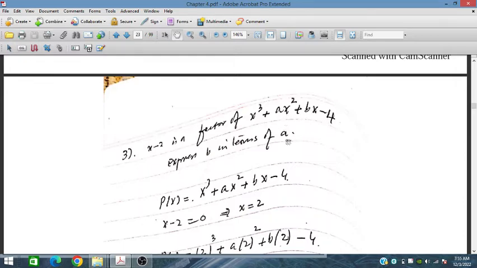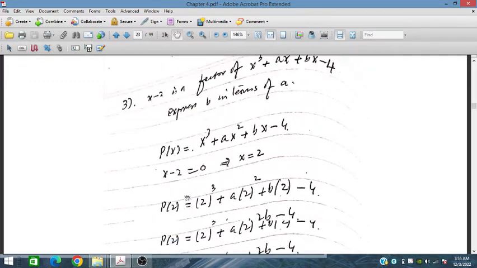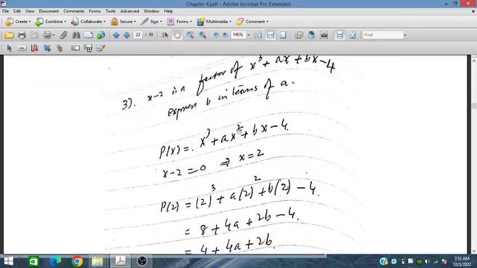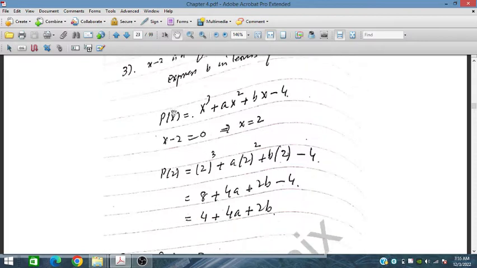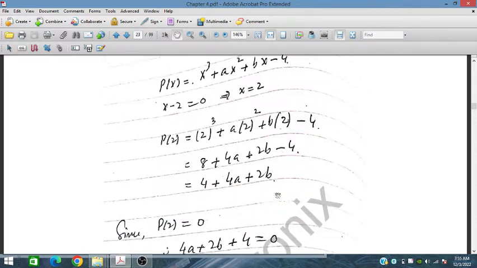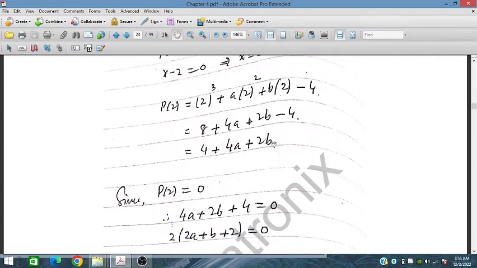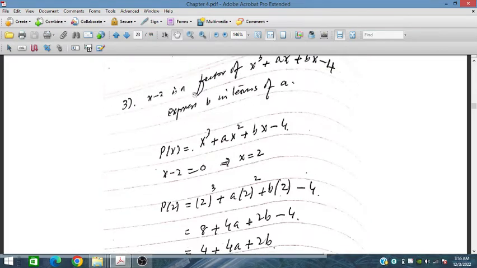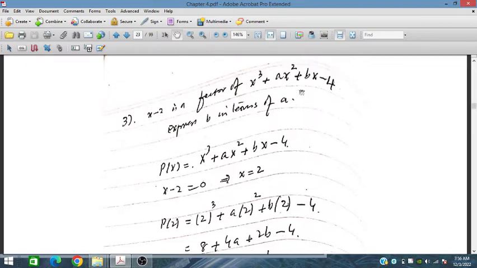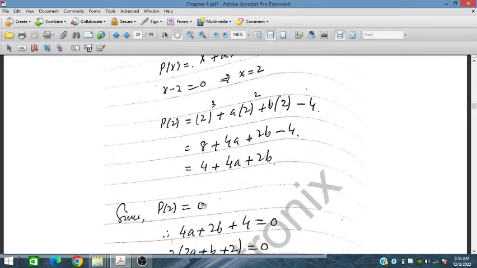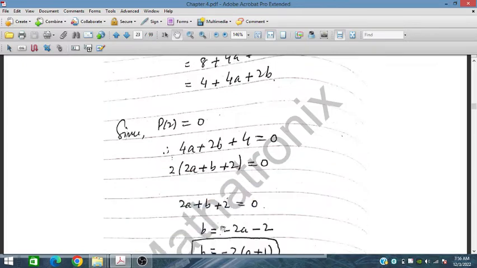And similarly, x minus 2 is a factor of this, and we express b in terms of a. This is more important. So p(x) is equal to x cube plus ax square plus bx minus 4. So x minus 2 is a factor. So x minus 2 is equal to 0, x is equal to 2. In place of x in this polynomial, we place this value and write it down. So this is 8 plus 4a plus 2b minus 4. Since this is equal to 0, because this is a factor of this, so this is 0.